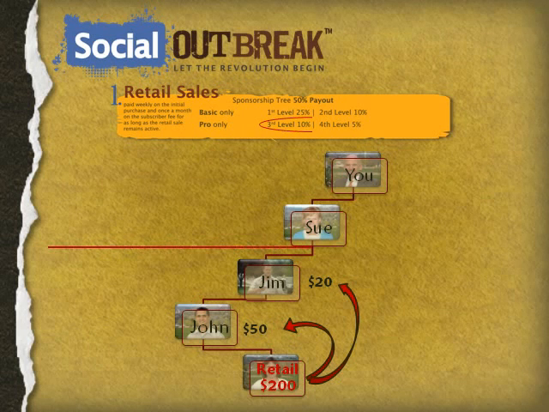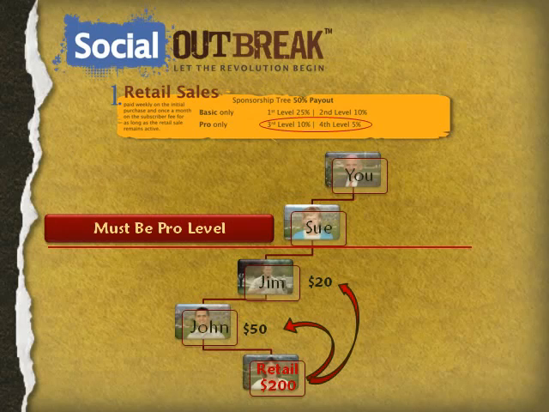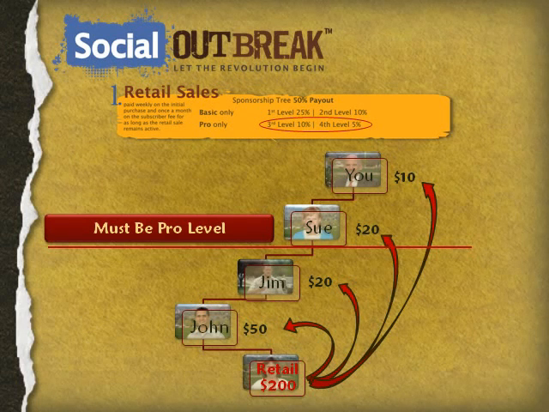What about levels 3 and 4? Let's look at this. First thing you need to know is in order to earn this commission, you must be on a pro level auto pay. Assuming both you and Sue are, it would look something like this. Sue would get 10% on the 3rd level, or $20, and you on the 4th level, a $10 commission.